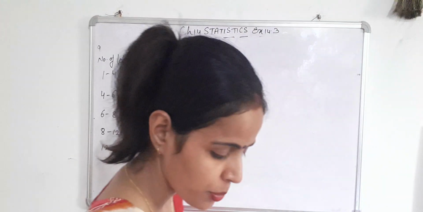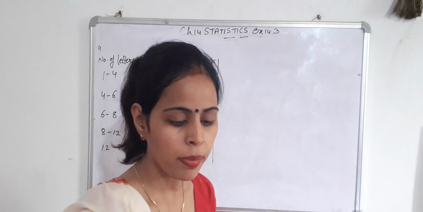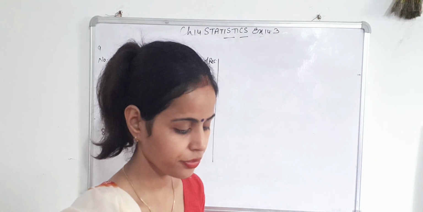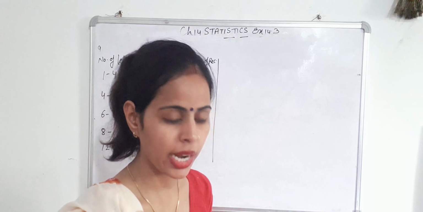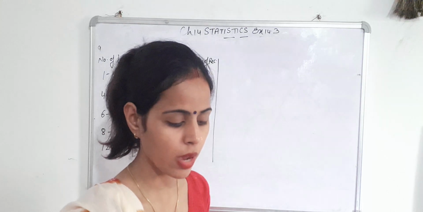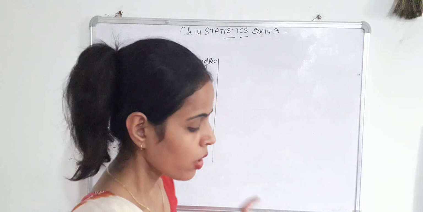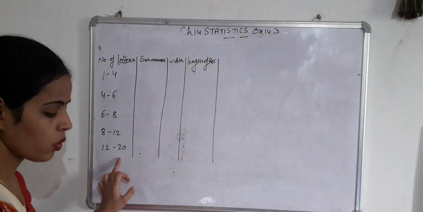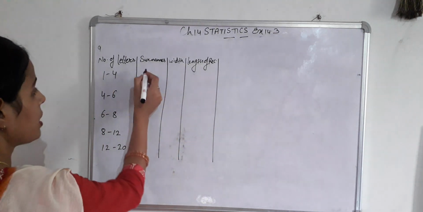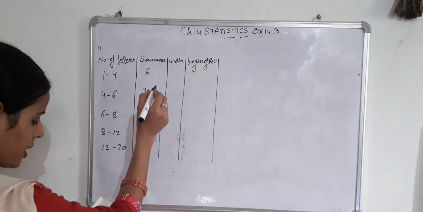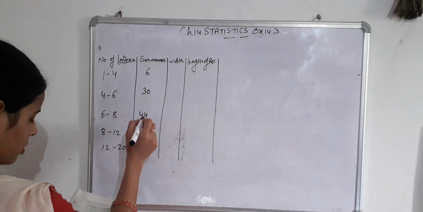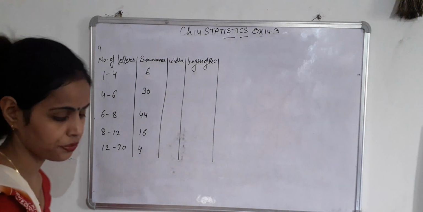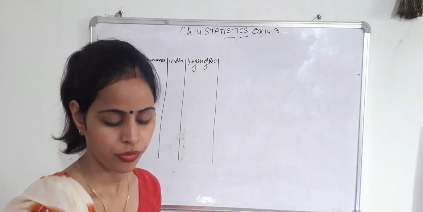Question number 9: 100 surnames were randomly picked up from a local telephone directory, and a frequency distribution for the number of letters in the English alphabet in the surnames was found as follows. Number of letters: 1 to 4, 4 to 6, 6 to 8, 8 to 12, 12 to 20. Number of surnames: 6, 30, 44, 16 and 4. Draw the histogram.